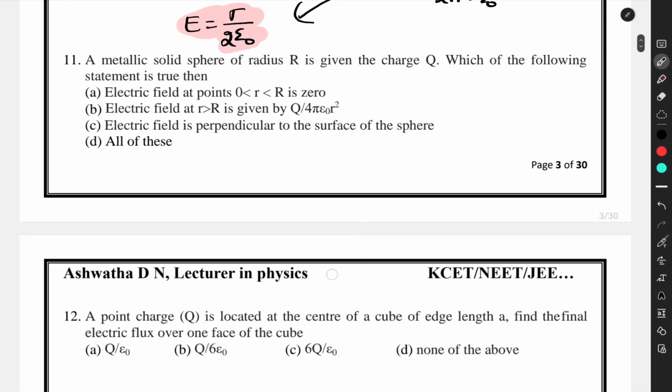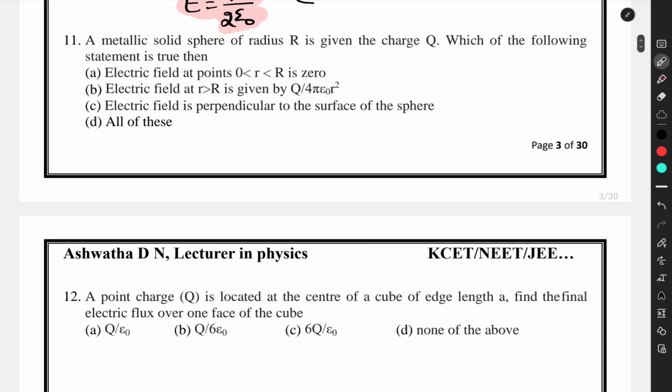Next, a metallic solid sphere. This comes under the applications of Gauss law, the spherical conductor. Let me explain this. A metallic solid sphere of radius capital R is given a charge capital Q. Which of the following statements is true? For r value less than capital R, till the center, the electric field is 0. Yes, this is correct because the electric field inside the spherical shell is 0.